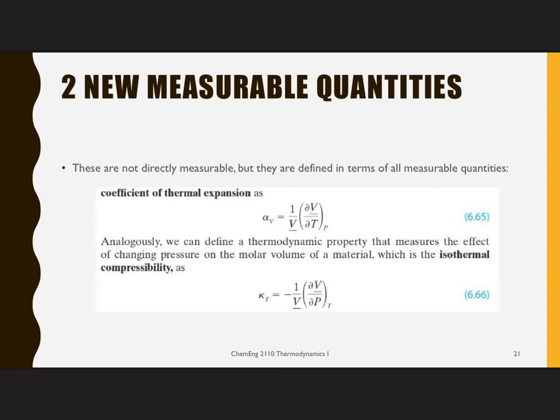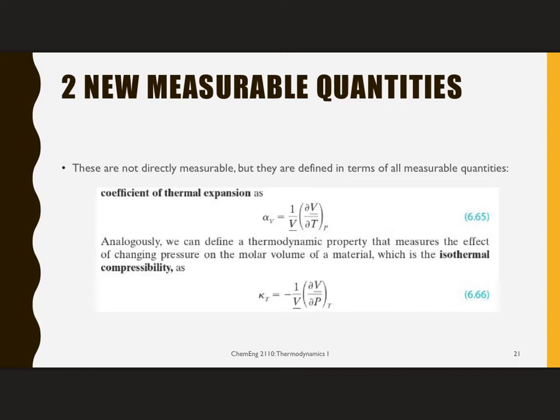In this lesson, we're going to introduce two new measurable quantities. These are not directly measurable, but kind of like C sub P or C sub V, I can evaluate these in terms of measurable quantities, and sometimes you'll be able to find tables that list these values. I find that most often it's in a heat transfer textbook. The first of these is the coefficient of thermal expansion. In this book, it's designated alpha sub V, and it is 1 over the volume times (dV/dT) at constant pressure.